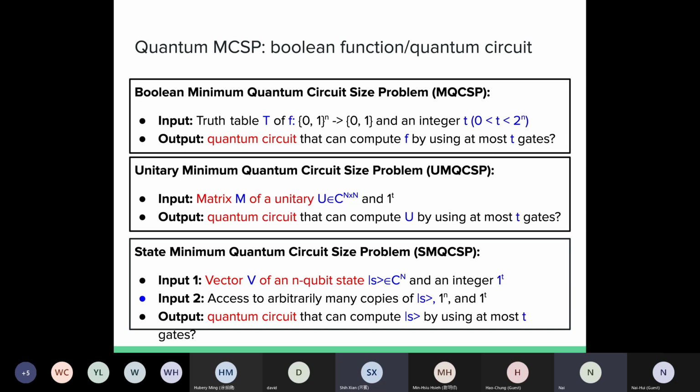Oh, yeah. To compute U just means that you have a quantum circuit, and that quantum circuit can be represented by another unitary. So you just consider whether that unitary is close to the given unitary. You can consider the two-norm distance or the diamond norm distance or something. Here, what we consider is the two-norm distance between the unitary of the quantum circuit and the target unitary U, like the matrix distance. Yeah.